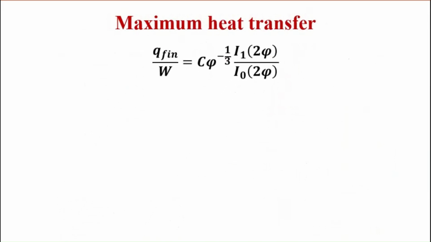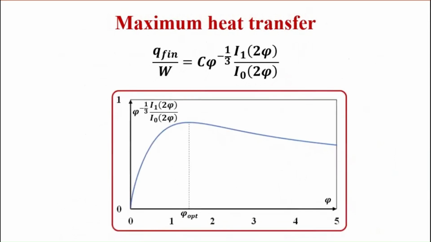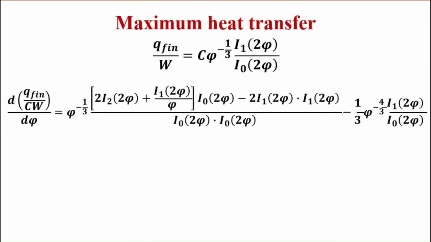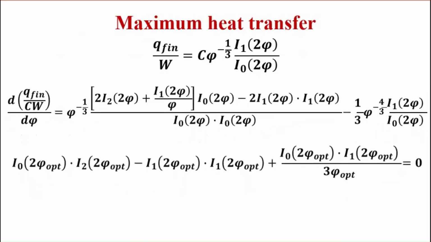The next step is to find the maximum value of this function. The graph of this function shows a clear maximum point, where the rate of heat transfer from the fin reaches its highest value. To determine this maximum point analytically, the derivative of the function with respect to phi is taken and set equal to 0. With some algebraic manipulation, this results in an equation that must be solved numerically, such as with the Newton-Raphson method. Solving this equation yields the value of phi that produces the maximum possible heat transfer from the fin surface.